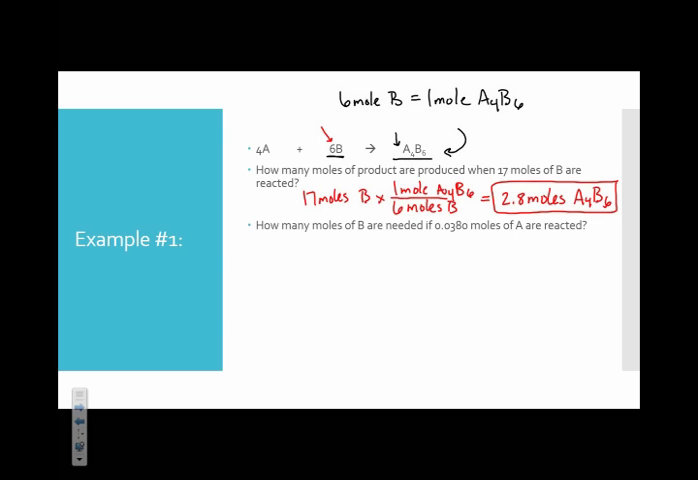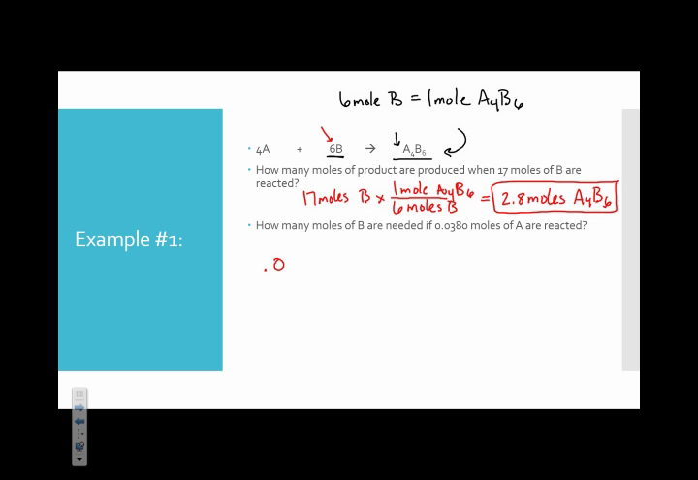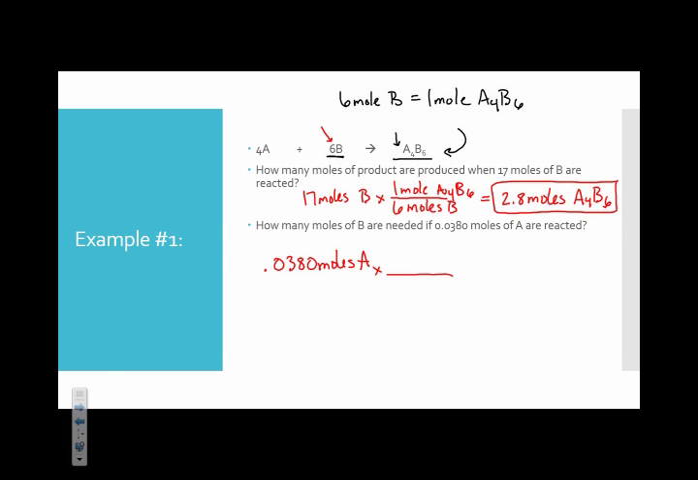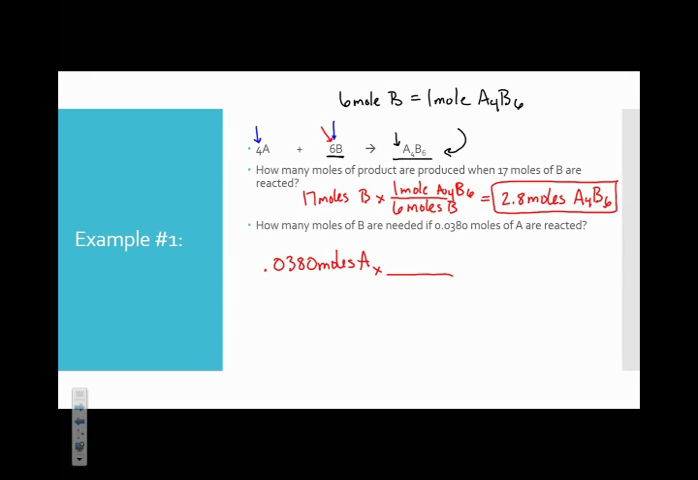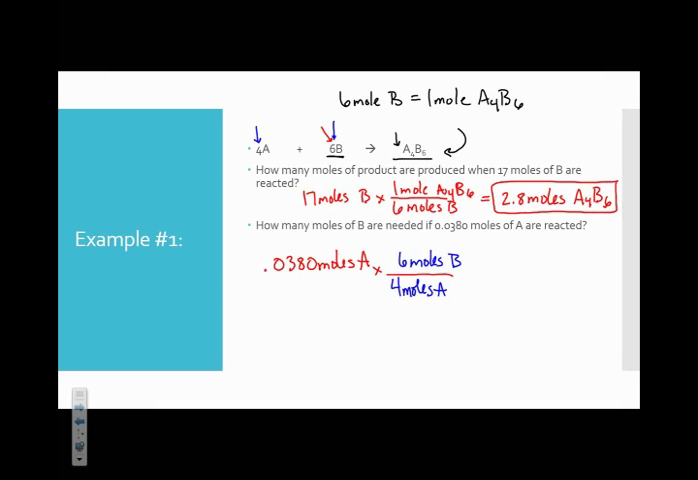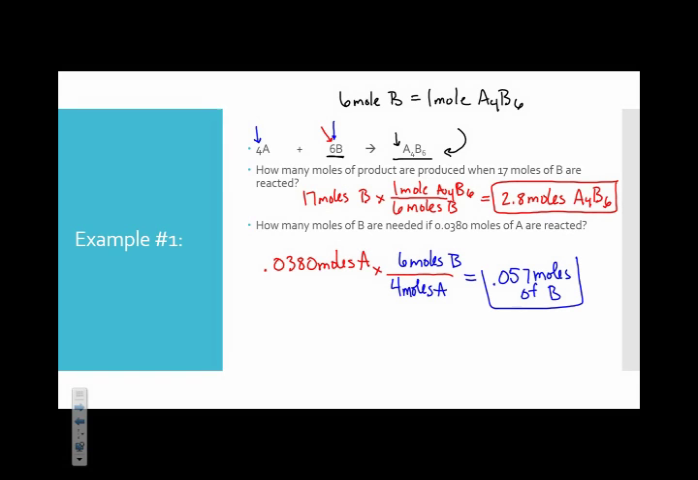I can use other relationships. In the second problem, I'm starting with 0.0380 moles of A, and I want to know how many moles of B I would need. To do that, I need to look at how many A I have for how many B. And I see I have 4 moles of A for 6 moles of B. So 0.0380 times 6 divided by 4 gives me 0.057 moles of B needed to react with that number of moles of A.